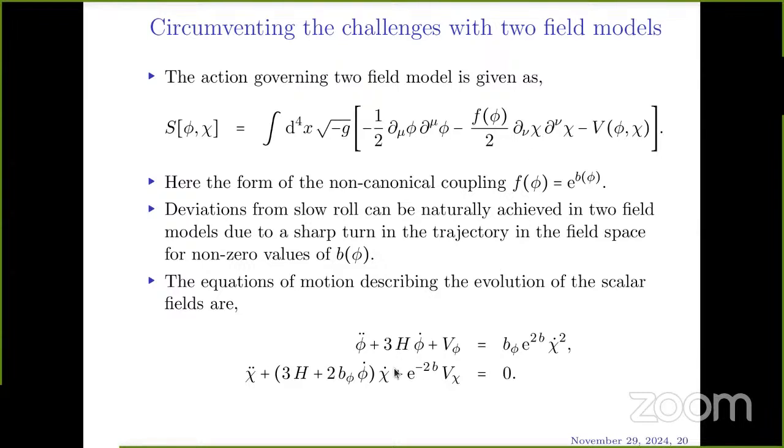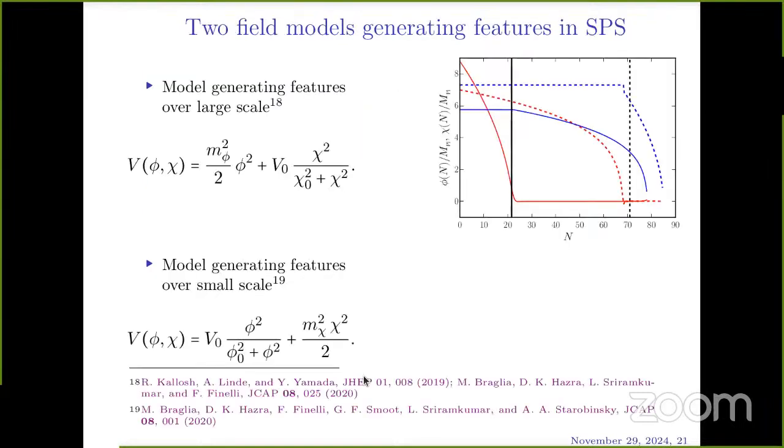Varying this action, we can arrive at these coupled equations of motion, and when we solve these, we can obtain the solution of phi and chi, and we can construct the coupling functions in the similar manner. So these are the two models of our interest, which can generate features in the scalar power spectrum, similar to that we have seen in the single field model case.